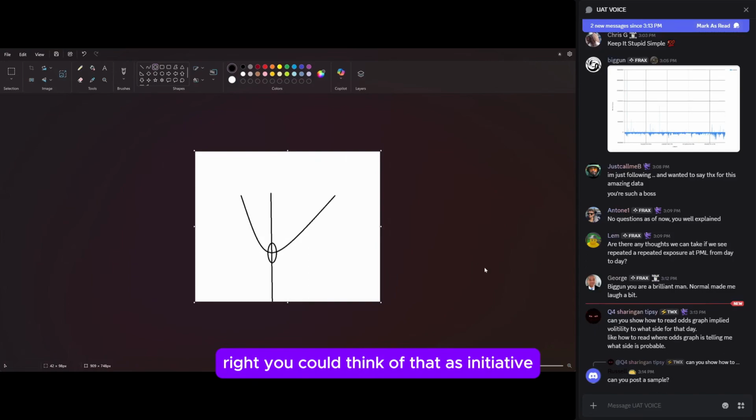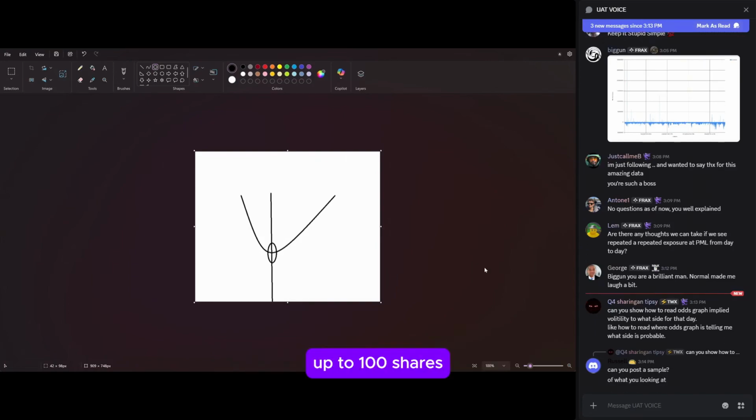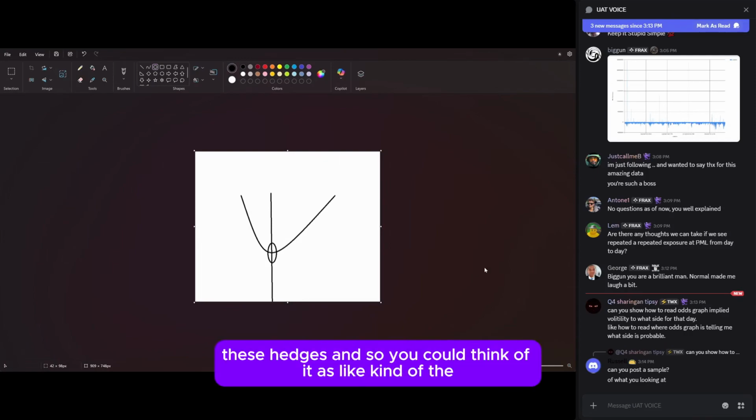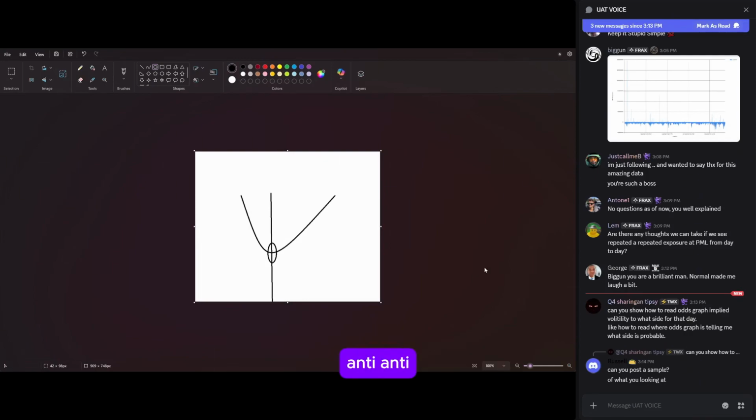You could think of that as initiative buying, because they can theoretically buy up to 100 shares, right? That's what they can buy up to. Subsequently, though, we can think of the charm effect, where delta is reducing for a lot of these options. They have to close these hedges, so you could think of it as the opposite of initiative hedging, meaning they're basically closing deltas, right?